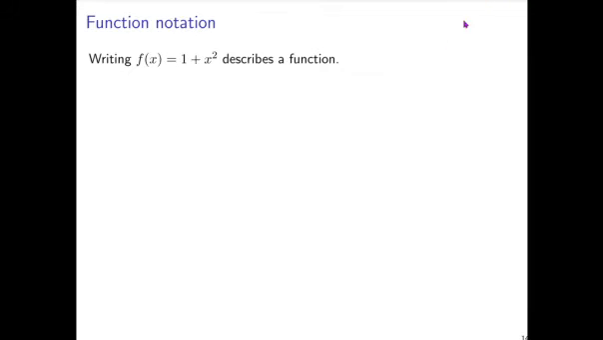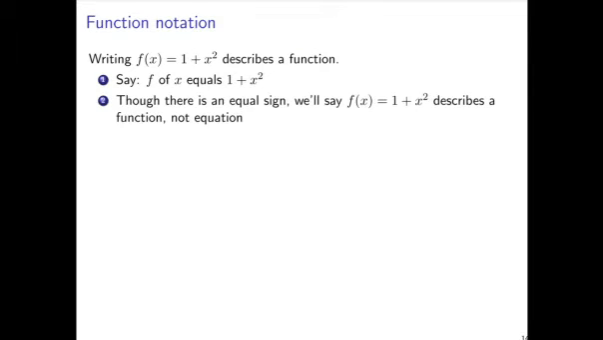Let's clarify some things related to function notation. Writing f of x equals 1 plus x squared describes a function. Let's work with this function. Say f of x equals 1 plus x squared. Be sure to say the word "of." Though there is an equal sign, we'll say that f of x equals 1 plus x squared describes a function and not an equation. F of 3 equals 1 plus 3 squared.